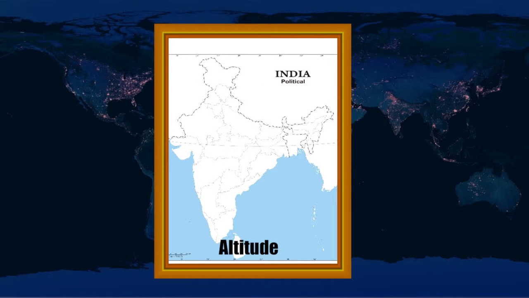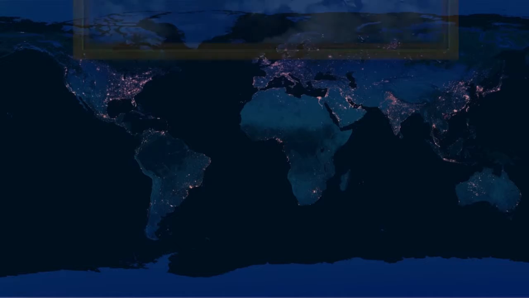Altitude. As we move up higher from the surface, we feel colder. The temperature falls at the rate of 1° Celsius for every 165 meters. This effect is felt in the mountains and plateaus. This explains why plains experience great heat in summers and Himalayas are much cooler.